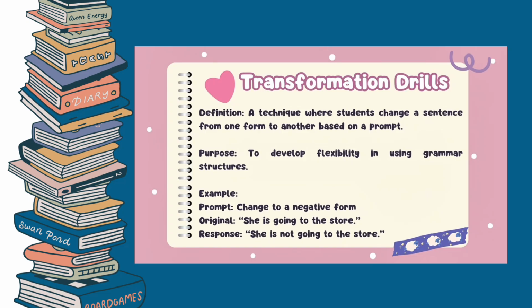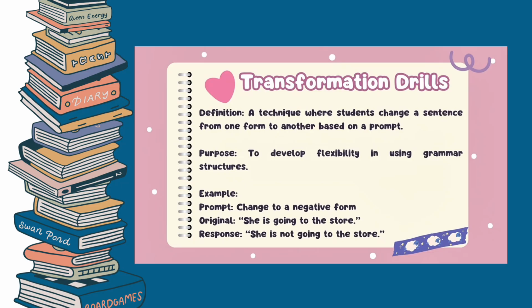Next is transformation drills. In transformation drills, students practice changing a sentence from one form to another while keeping the same meaning. This helps learners understand how to manipulate the structure of sentences. For example, when the teacher says, "She is going to the store," the student will say, "She is not going to the store," meaning that the students understand how to change from one form of sentence to another.